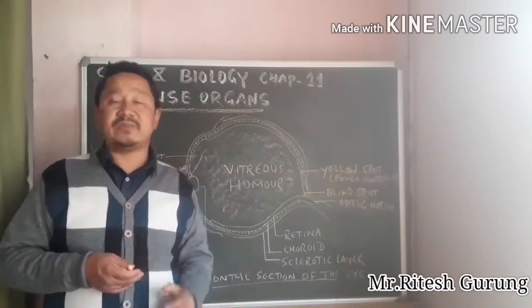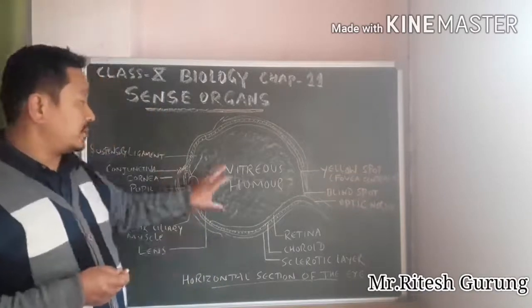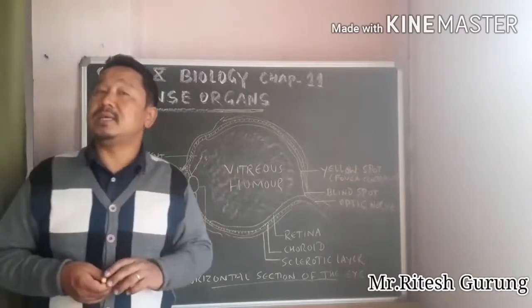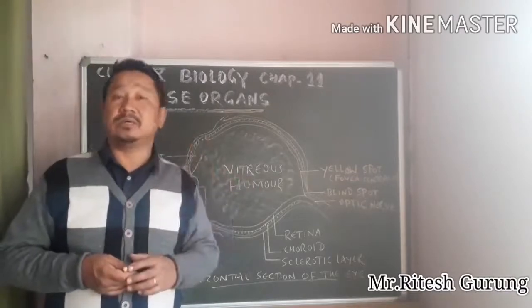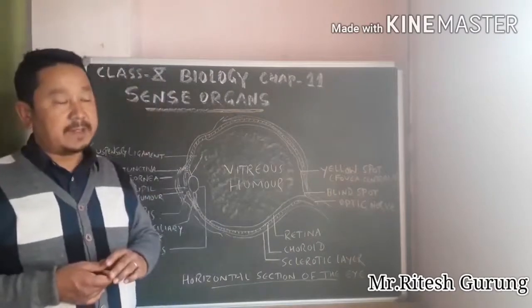But out of these 5, in our syllabus we find 2 sense organs. They are the human eye and the ears. These are the sense organs which we have in our syllabus.